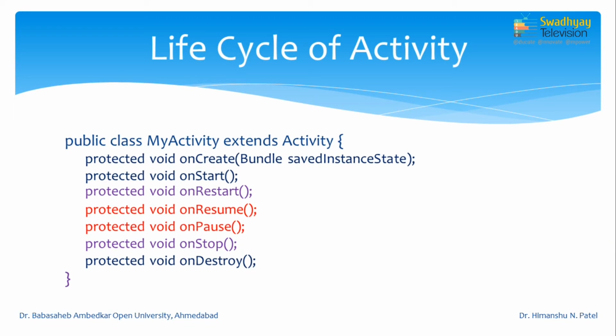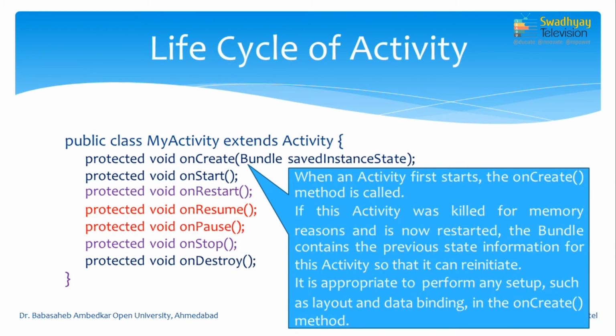There are a few methods available which represent the life cycle of an activity. Whenever you load or start your activity, the first method called is onCreate. Now, if the activity is killed for memory reasons and then restarted, the Bundle object which is the argument for onCreate contains the previous state information for the activity, so that it can be reinitiated.